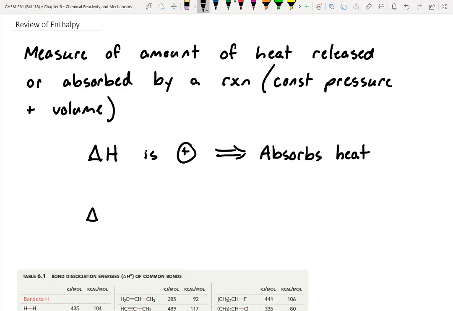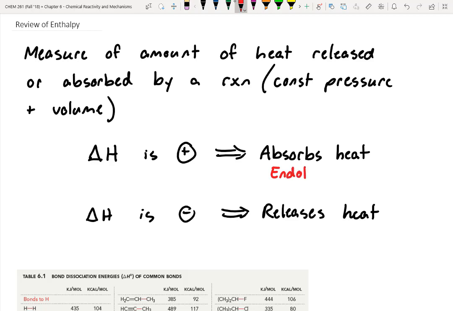All right. Conversely, if you've got delta H that is a negative value, what does that tell you? It releases heat. All right. What do we call a reaction that absorbs heat? It's going to be endothermic. This is exothermic. There's endergonic and exergonic too. That's something entirely different than this, and we'll talk about that. That's related to Gibbs free energy, not enthalpy.